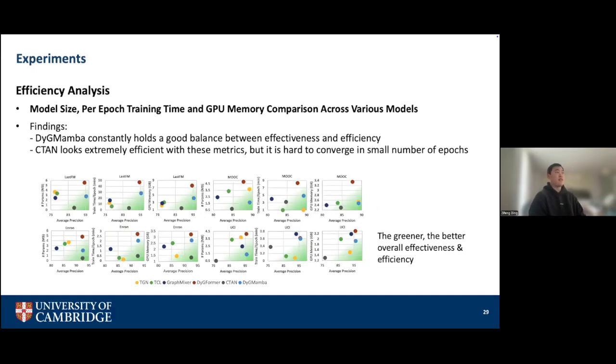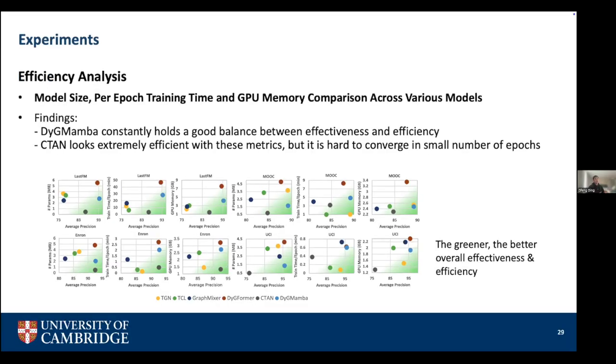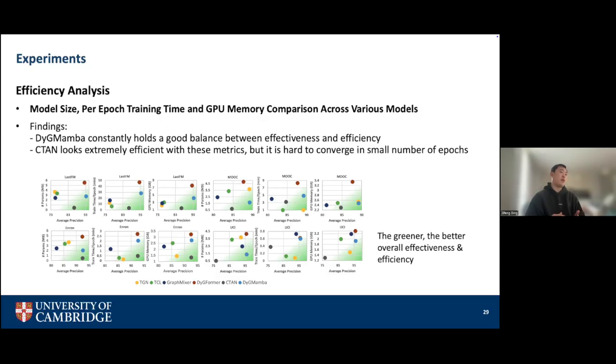And after we have seen a lot of experiments about performance, now let's see how efficient DyGMamba is compared with previous models. So we study the model size, per epoch training time, and GPU memory, and we compare them across various models. So here are the figures. They show these statistics on 4 datasets: Last.fm, MOOC, Enron, and UCI. And we have this shaded green pattern. The greener the point is located, the better the overall balance between effectiveness and efficiency. So we find that DyGMamba can constantly hold a good balance between effectiveness and efficiency.